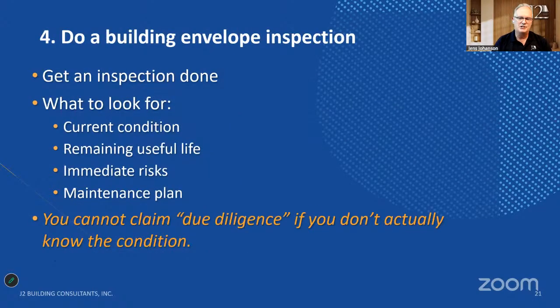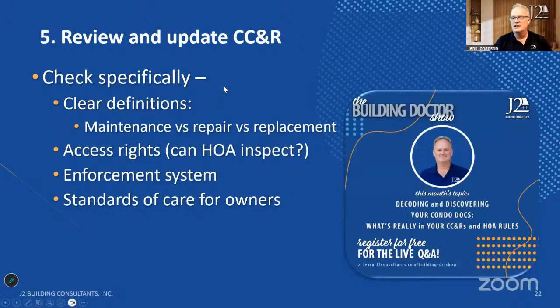Okay, do a building envelope inspection, look for that baseline condition, identify remaining useful life issues, immediate risks, and a maintenance plan. You can't claim you did due diligence if you don't actually do it and know the condition of it. So here's the review and update of your CC&Rs: clear definitions on these three topics, and then access rights. Can the HOA come and inspect the work you did? Do you want to make the HOA responsible for inspecting the work? What's the enforcement system? What's the standard of care for owners? I believe there will be a link in the chat for that stuff.